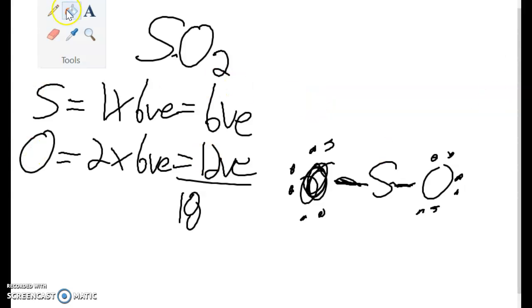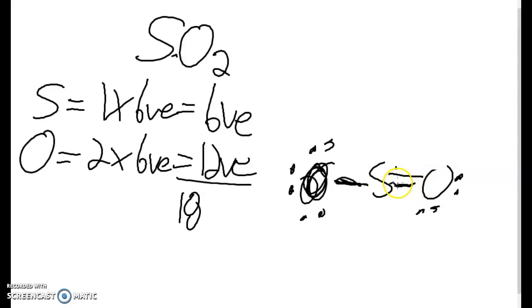So I must use my other rules. I must erase 2 electrons from either outside atom and draw a double bond. So let's see, should I get rid of these ones? I'm going to get rid of these ones. So I'm going to erase those, and I'm going to replace them with a bond.